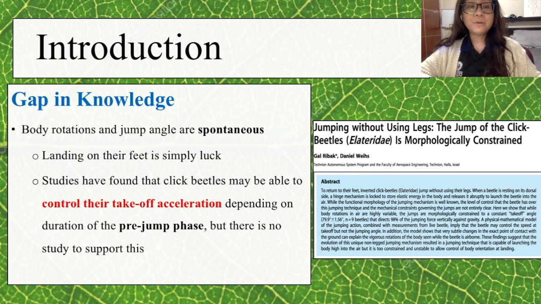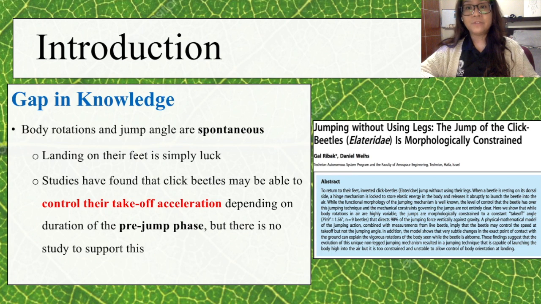Okay, so although the morphology of the mechanism is understood fairly well, there are still a lot of concepts about the clicking mechanism that have not been studied. So for example, I got my inspiration from this paper, particularly right here. And in this research paper, they aimed to study whether the beetle had any type of control in the degree or angle in which they launched their body, or how many rotations happen in the air. And through their findings, they found that the body rotations and the jump angle of the beetle are totally spontaneous.